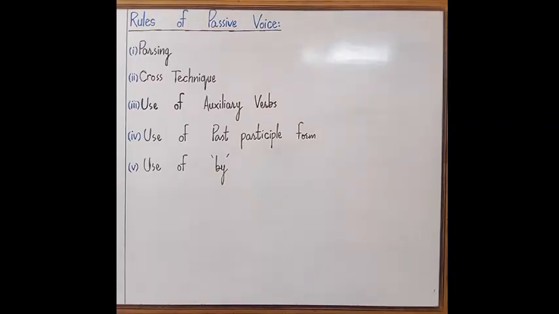The first rule is parsing. The second rule is cross technique. The third rule is use of auxiliary verb. We have different auxiliary verbs in passive voice as compared to active voice. So far we have studied in classes 6, 7 and 8 what the auxiliary verbs of tenses in active sentences are. For instance, in present simple we use do and does, in present continuous we use is, am, are, in present perfect we use has, have and so on and so forth.